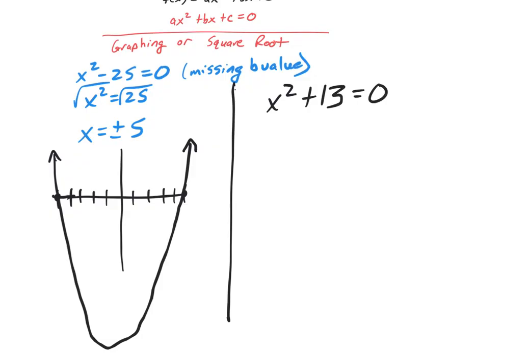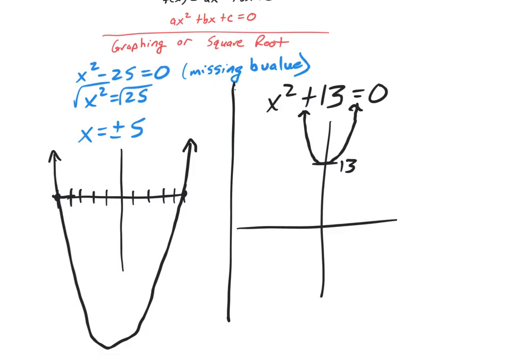Here's one reason why we use the square root method. If I graph this one, x squared plus 13, as I look at the graph, it's still a parabola, but if I ask where this crosses the x-axis, it never does. It does not cross the x-axis at any point. Going back to Algebra 1, we would have said there is no real solution here, no place where this crosses the x-axis.